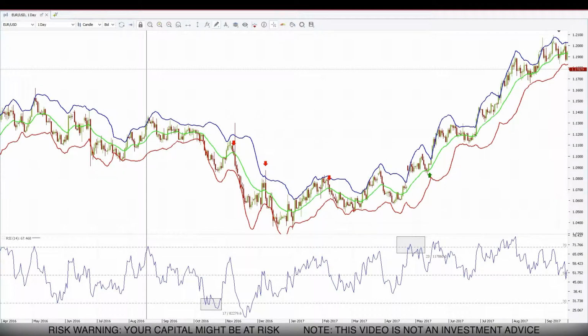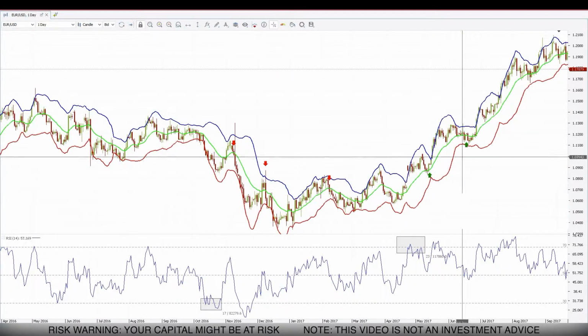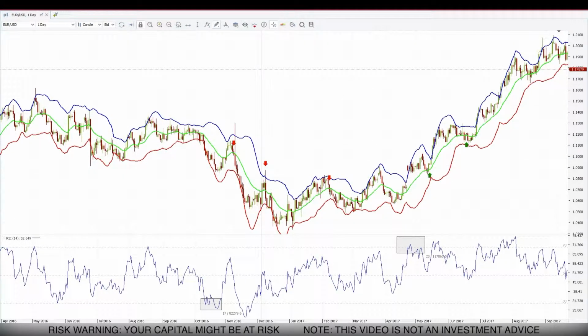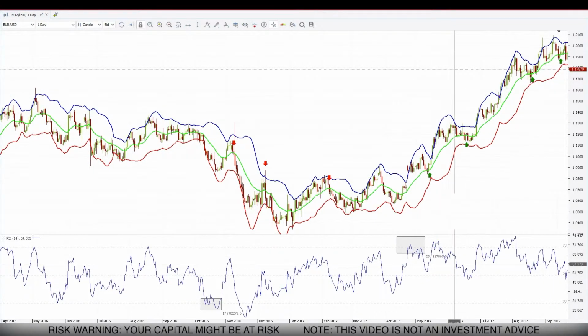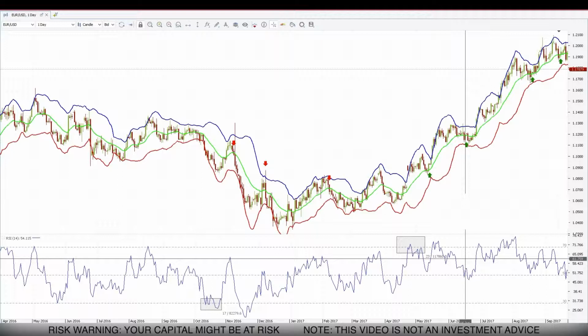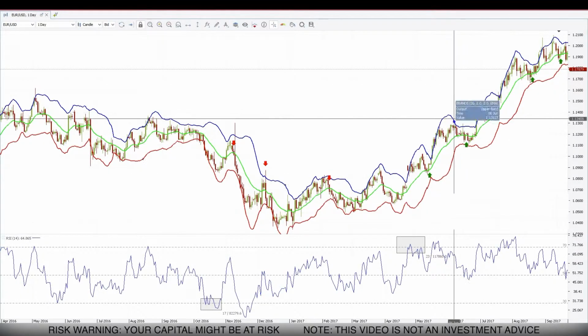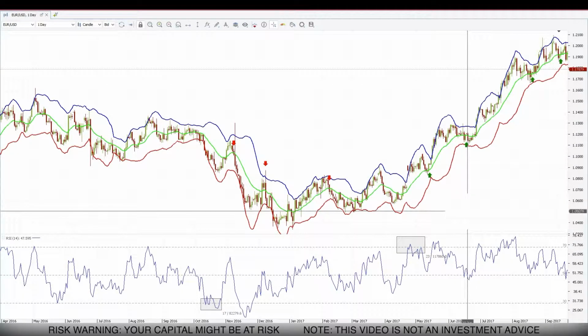And the same here. The same here, and so on and so forth, and even the same here. So you have 1, 2, 3, 4 possibilities on the long side, because the RSI is simply above 50 every time the price reverses from the middle Bollinger Band.